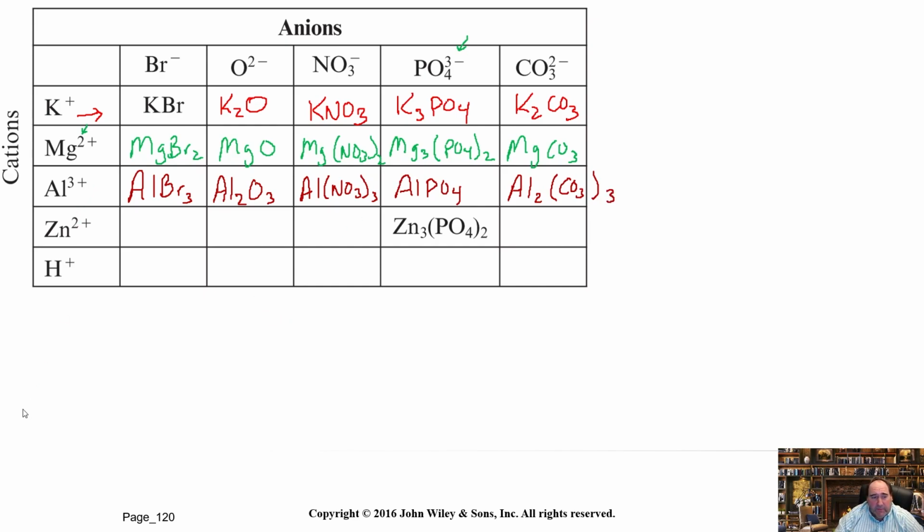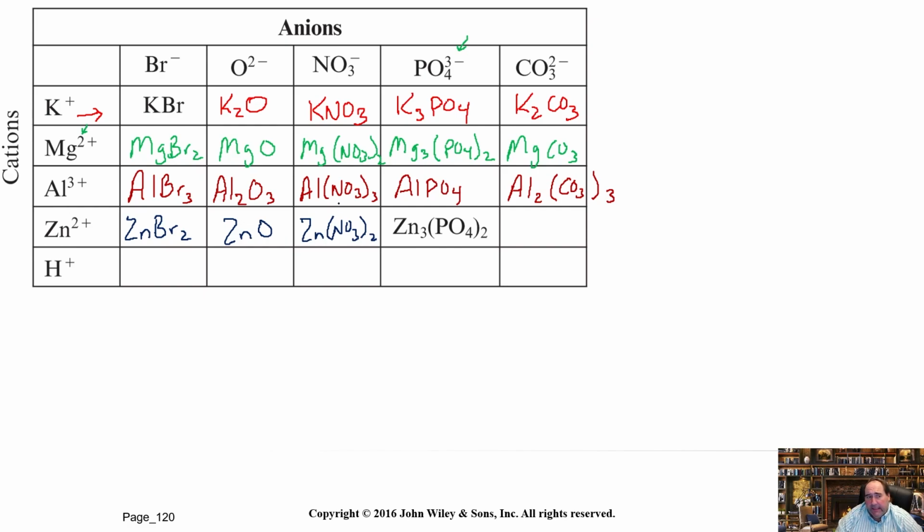Going down to our next row here, we have a +2 and a -1. So again, we need to get 2 of the Brs in this case. +2 -2, 1 of each will do it. +2 -1, we need parentheses. And 2 of the nitrates. +2 and -3, so 3 and 2 is 6 there.